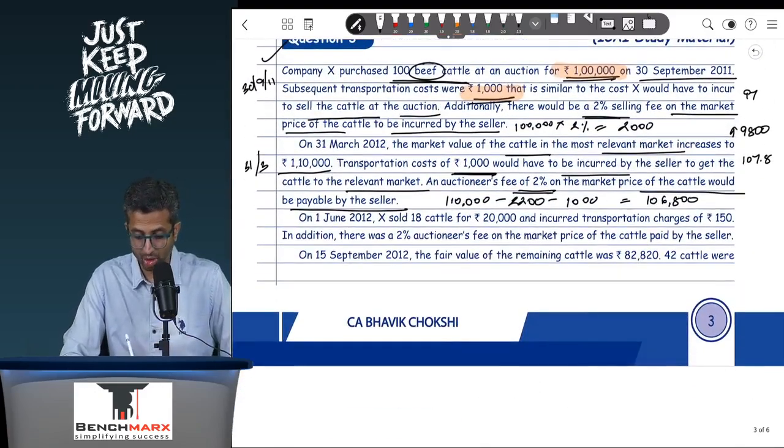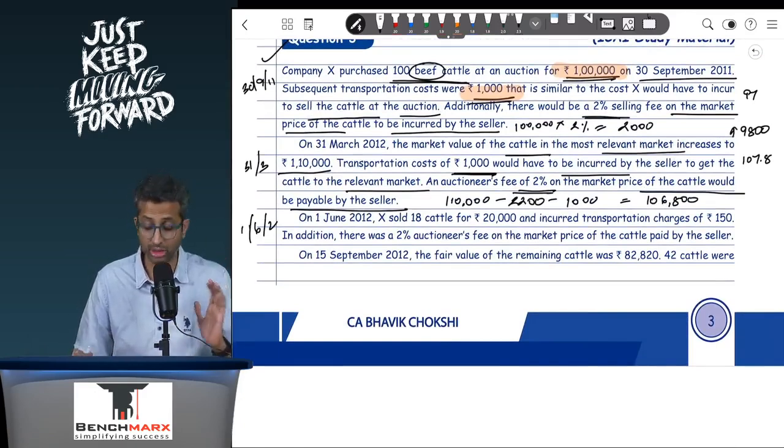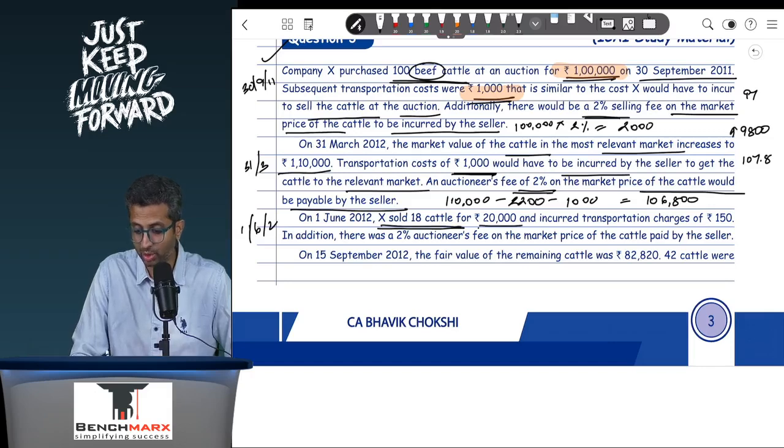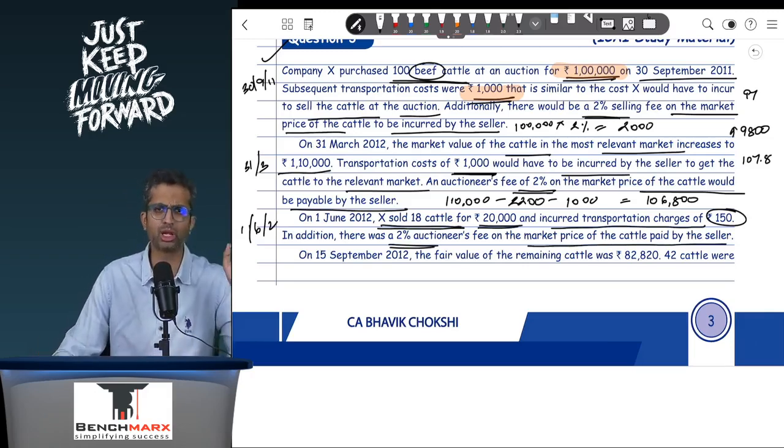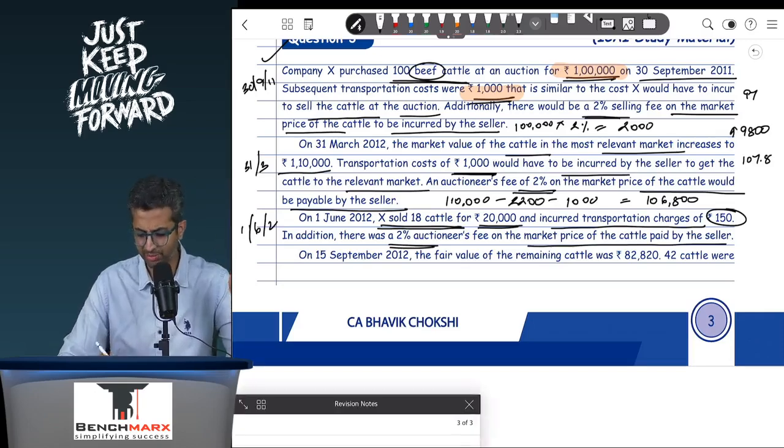Next, on 1st June 2012, now this is where you encounter some level of turbulence. So on 1st June 12, X sold cattle for 20,000 and incurred transportation charges of 150. In addition, there was a 2% auctioneer's fee on the market price of the cattle paid by the seller. Now there are a couple of things. First, what is happening? You are selling the cattle.